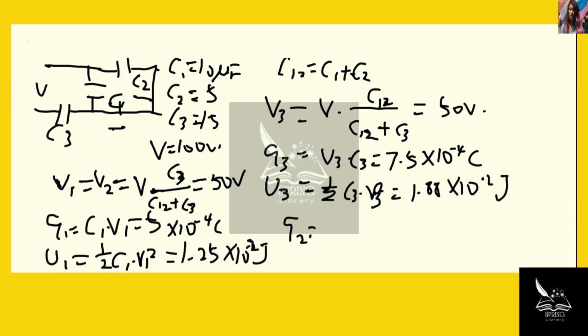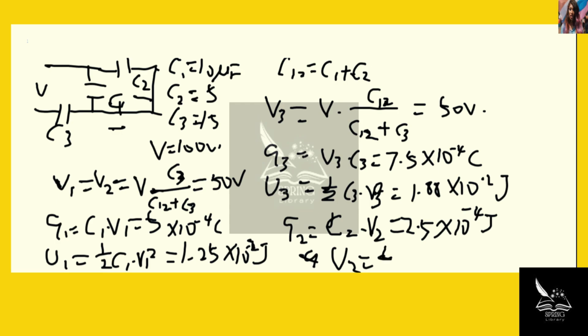And this Q2 is C2 times V2, right? So the value is 2.5 times 10 to the negative 4 coulombs. And U2 equals half C2 times V2 squared, right? So the value is 6.25 times 10 to the negative 3 joules. Okay.